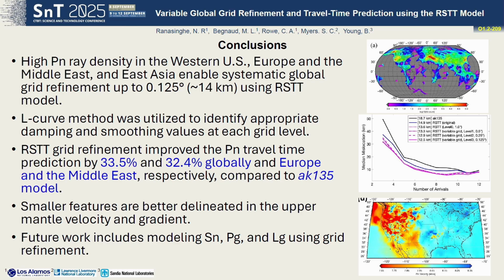Smaller features are better delineated in the upper mantle velocity and gradient when we go to the finer grid cell where the data allows it. And future work includes modeling Sn, Pg, and Lg using the grid refinement. And I forgot to mention that in this initial work, we're only addressing Pn. So we have yet to look at the other phases.